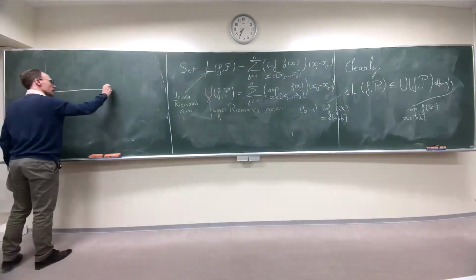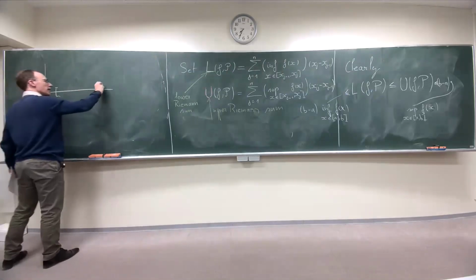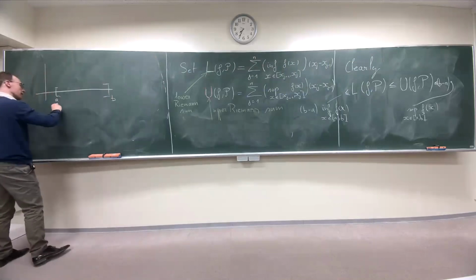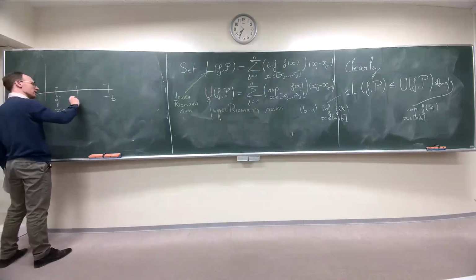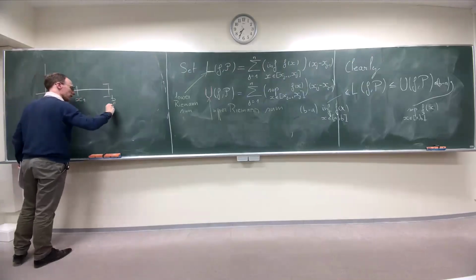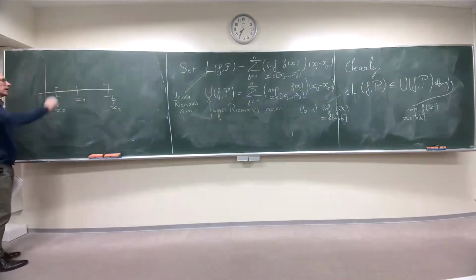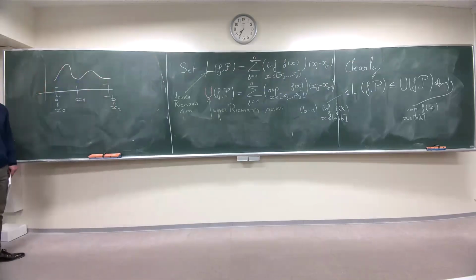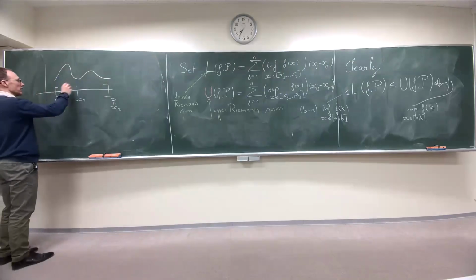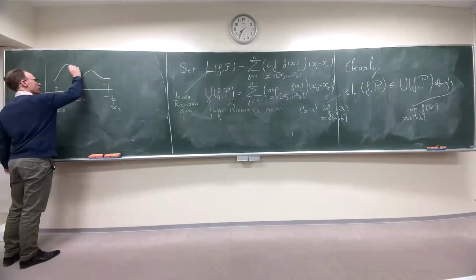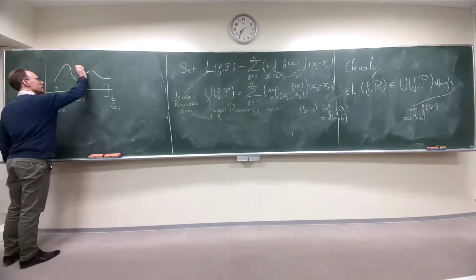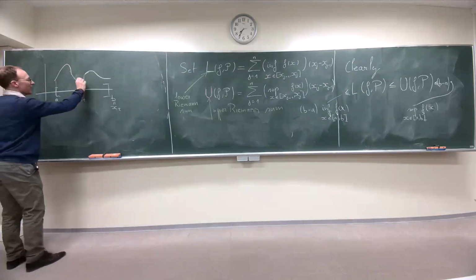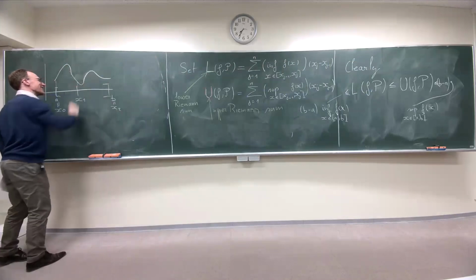Suppose I have AB. Let's take the simplest situation. This is x0. I just take one subdivision, x2. And let's see, we have a function like this. So if I do the same picture, minimum value. Yes, it is. Yeah. Told you, be optimistic.